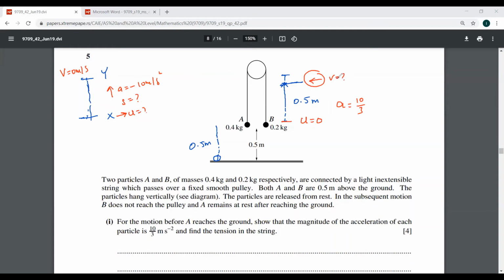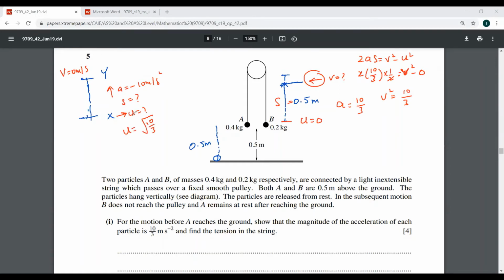So let's find the final speed over here. What equation will I be using here? 2as, because this is the distance that we already know. So this is 2as, that is v square minus u square. We have 2 into 10 by 3 into half, and the initial speed is 0. So this v square is going to be 10 by 3. Let's not find the square root, because we will be using it again here. So I'm going to write that this v is going to be under root 10 by 3.